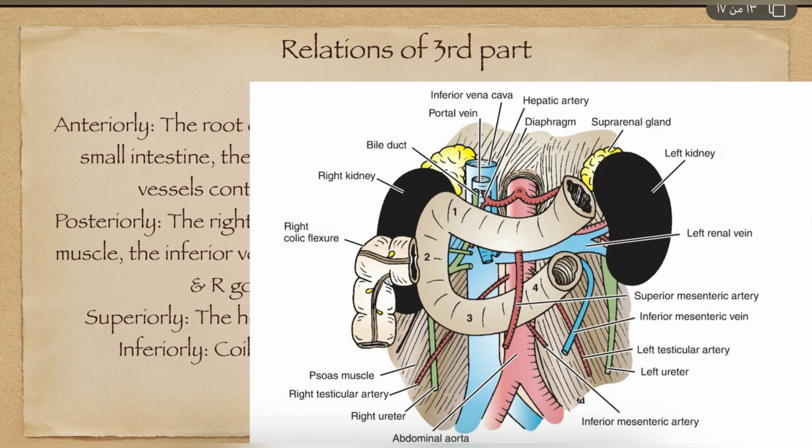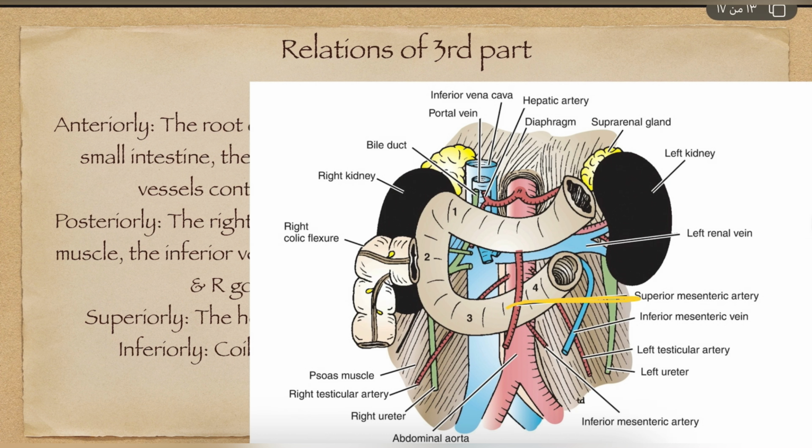About the relations of the third part of the duodenum. Anteriorly, we find the mesentery of the small intestine. Also, we find blood vessels inside this mesentery, which are the superior mesenteric blood vessels, artery and vein. All this is anterior to the third part of the duodenum.